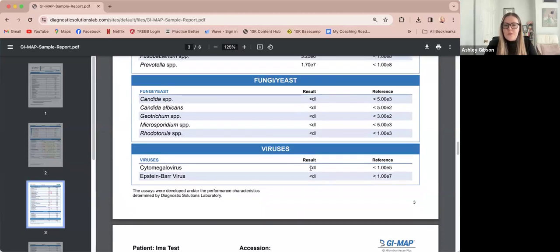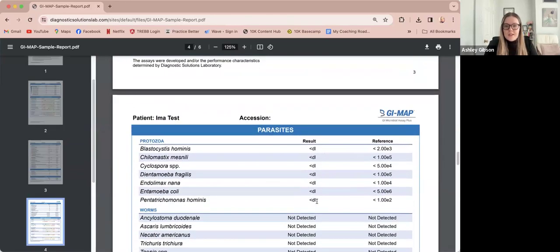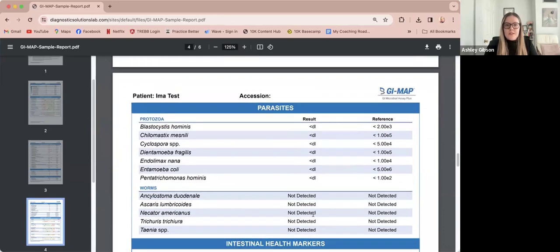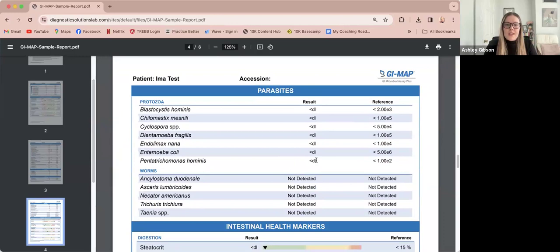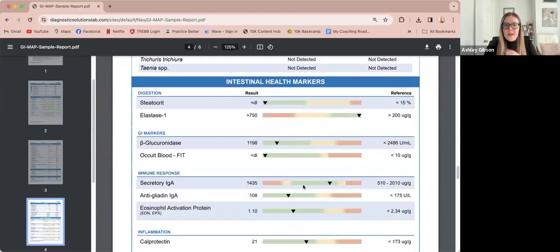Okay, we're testing for a couple of viruses here. And then, of course, parasites. We get to see that here. This client does not have parasites, which is great. They are a little bit tricky to get rid of, but again, 100% possible to eradicate parasites as well as yeasts. Okay, finally, just to wrap this up, we are looking at digestive function as well.